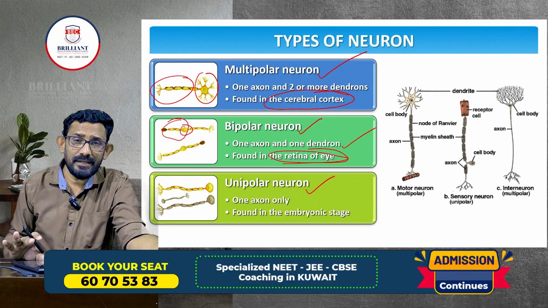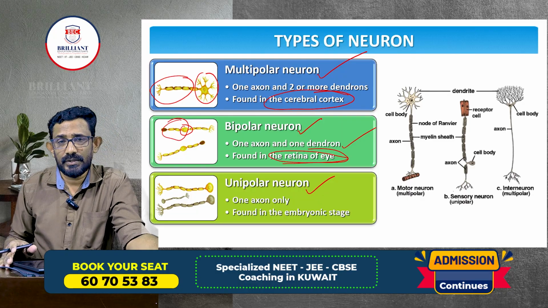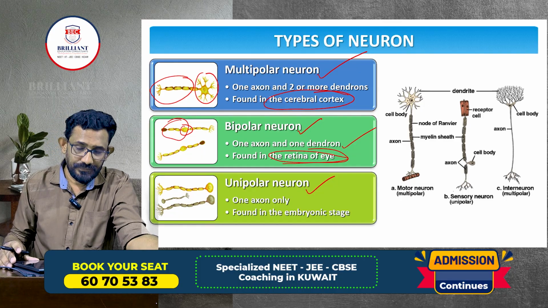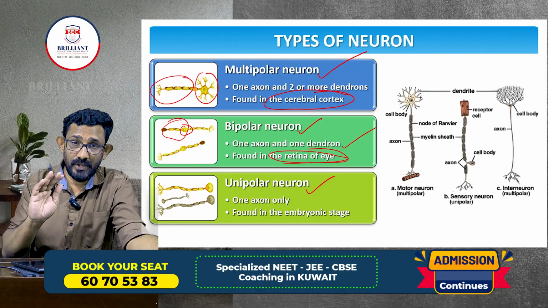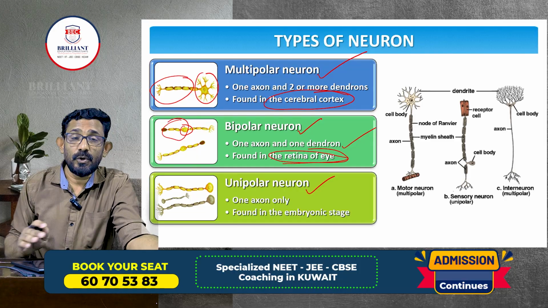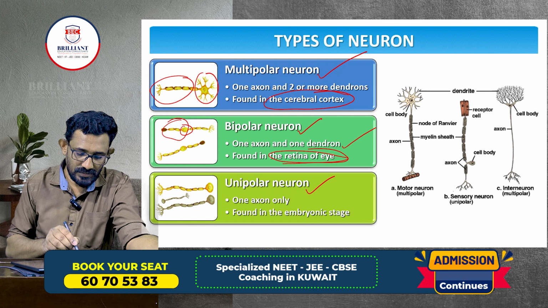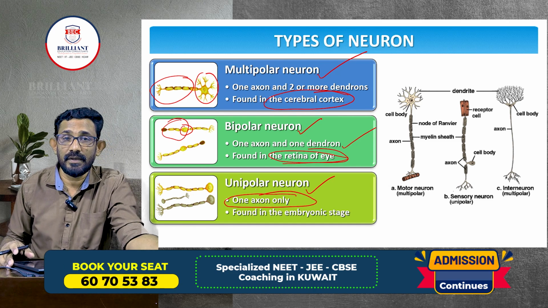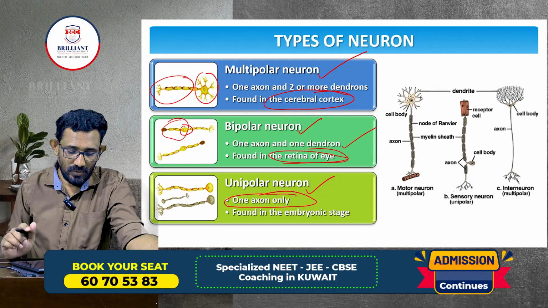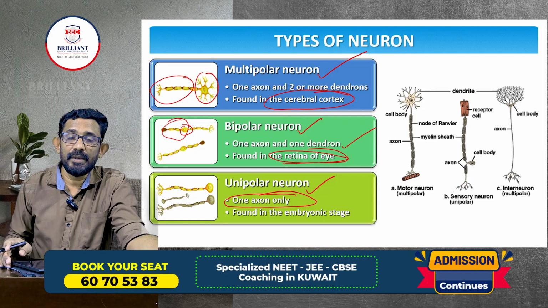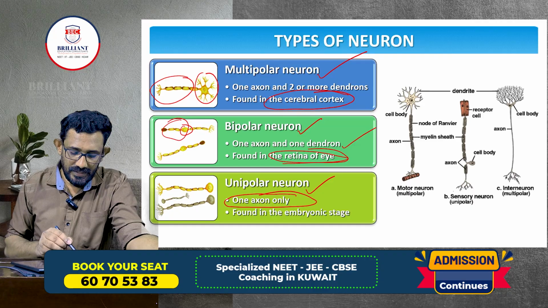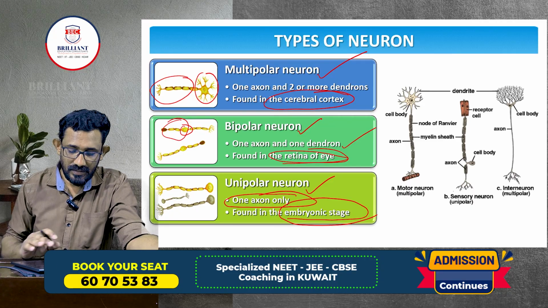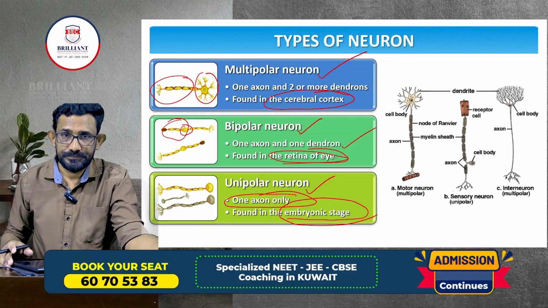And the third category, unipolar. Uni means single. In unipolar neurons, there won't be any dendrons. That means one axon only, the absence of dendrons. If there are axons without dendrons, that is known as a unipolar neuron. These unipolar neurons are usually seen in the embryonic stage.